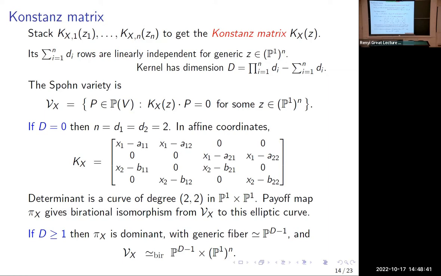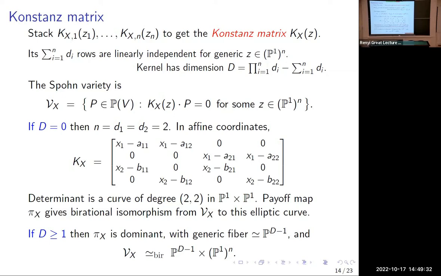The elliptic curve, the way you learn it in your beginning algebraic geometry class, is a cubic curve, sadly presented to you in Weierstrass form, but it's also a degree (2,2) curve in the product of these two. In all other situations, if you take the product of integers at least 2, it's bigger than the sum of those integers. So in this case, capital D is at least 2. The payoff map pi x will be dominant, meaning onto. The generic fiber is a linear space of dimension D, but interpreted projectively, it's a projective linear space of dimension D minus 1.